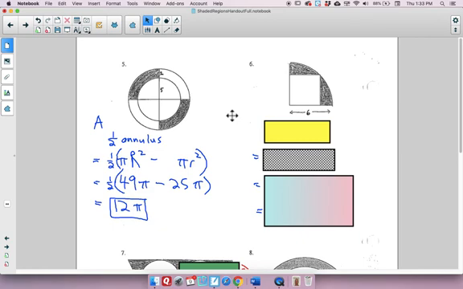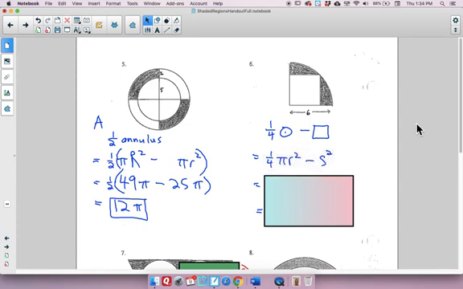Okay, give number 6 a shot. Here's a hint. Draw in the diagonal of the square. Okay, so yeah, it's going to be the area of a quarter circle minus the area of the square. So the formula for that would be obviously 1/4 of pi r squared minus s squared, right? And s squared in this case is what?